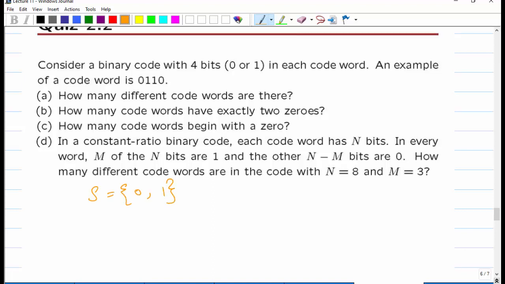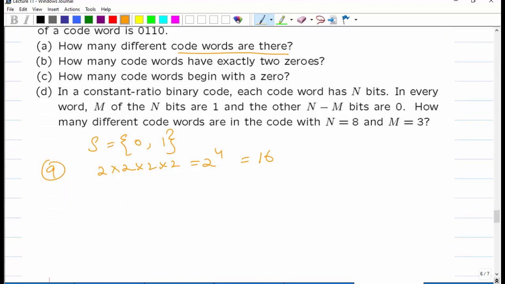It asks how many 4-bit words we can have. Part A asks how many different code words there are. The different code words will be 2 into 2 into 2 into 2, which is 2 power 4, that is 2 power n, which is equal to 16. So we will have 16 different code words having 4 bits.